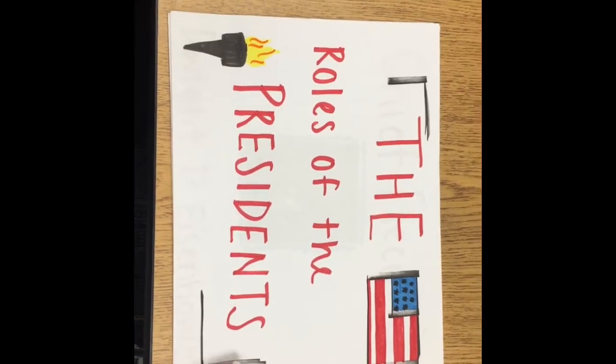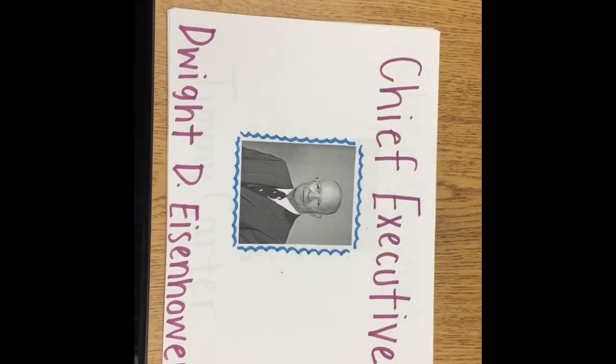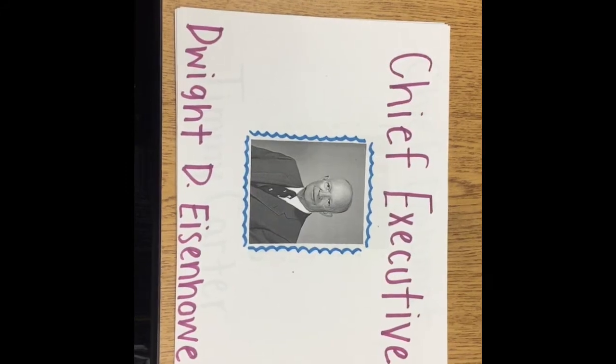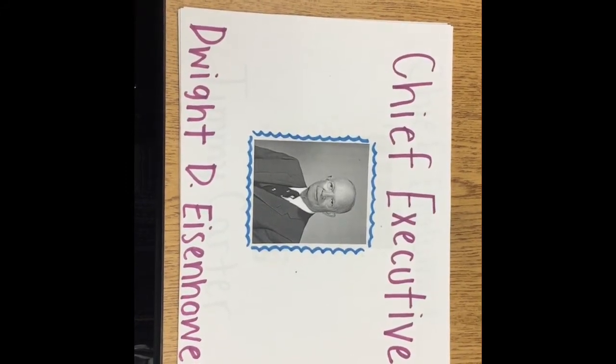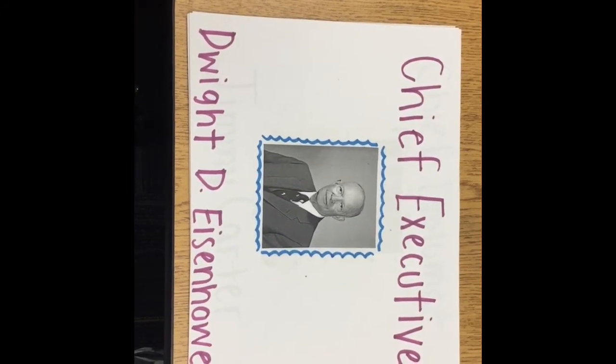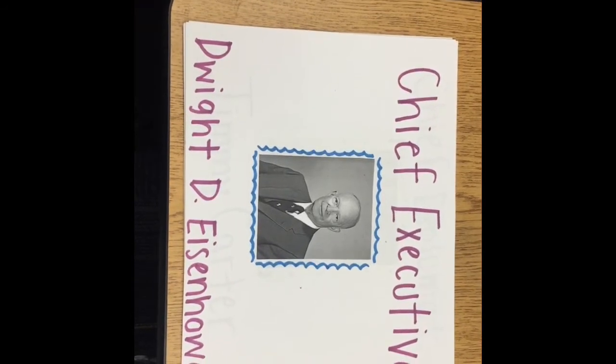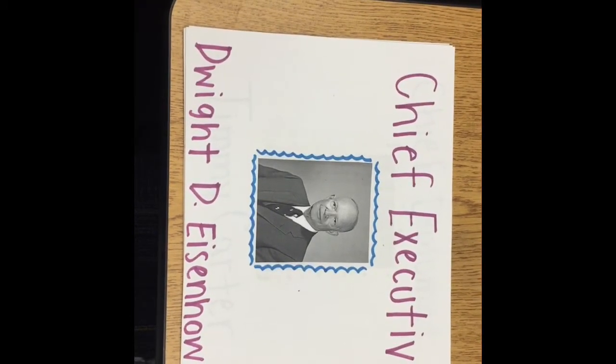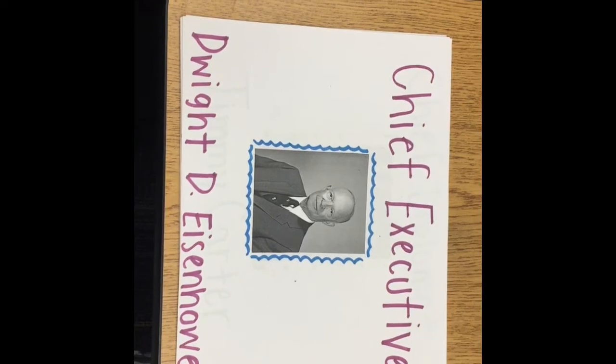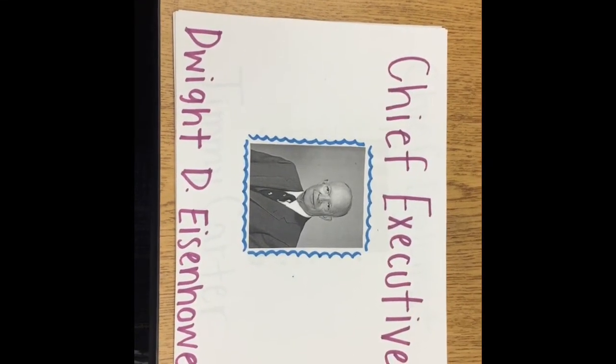The roles of the presidents. Chief Executive Dwight D. Eisenhower used his authority to enforce laws, policies, and to run the White House. He created the positions of National Security Advisor and Chief of Staff. Through the Eisenhower approach to leadership, he met with the Cabinet and National Security Council on a weekly basis.